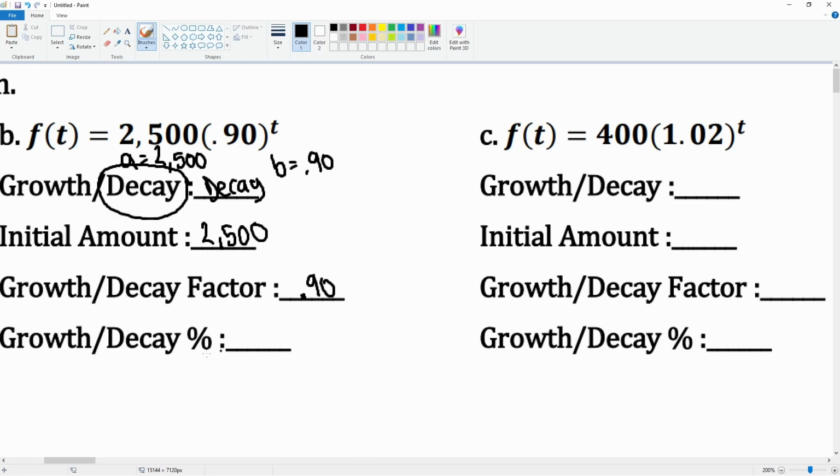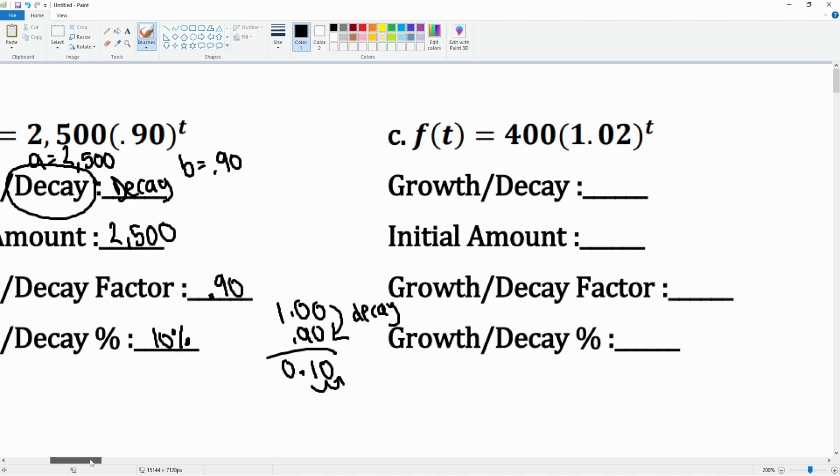To find the growth or decay percentage, we use the baseline of 1. Then it went down to 0.90. To do this, it went down by 0.10. This was its decay. So we move this over twice, 0.10. It is the same thing as 10%. So we can say this decayed by 10%.